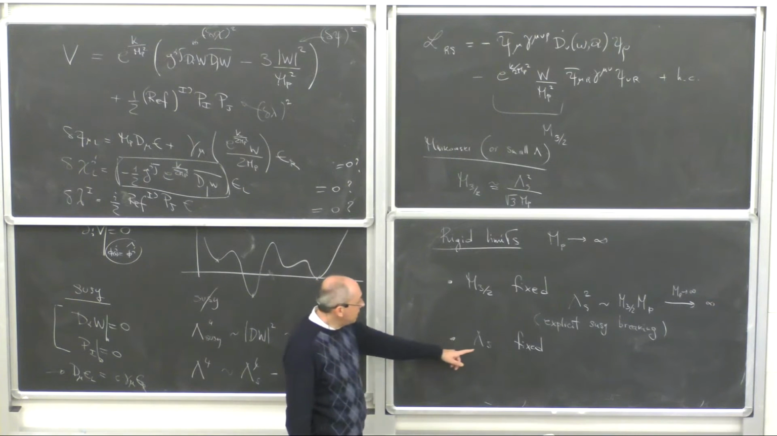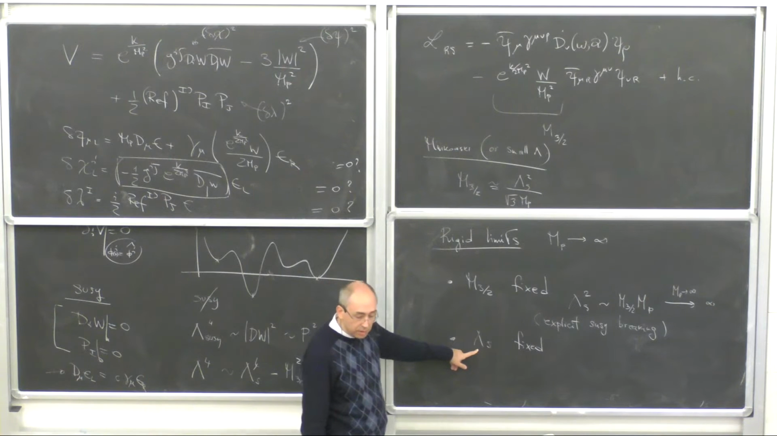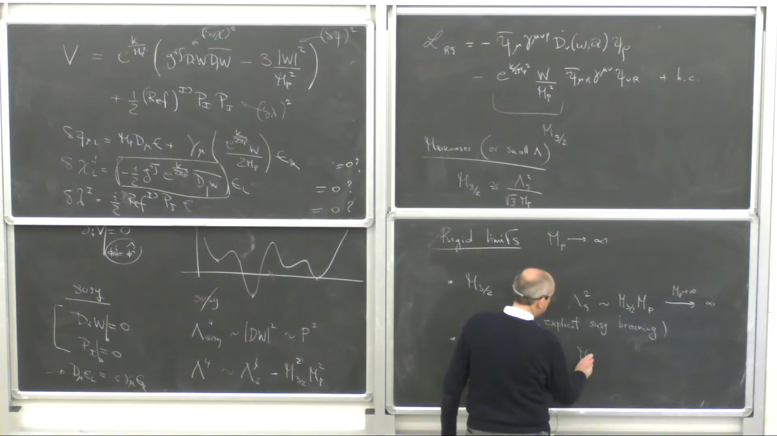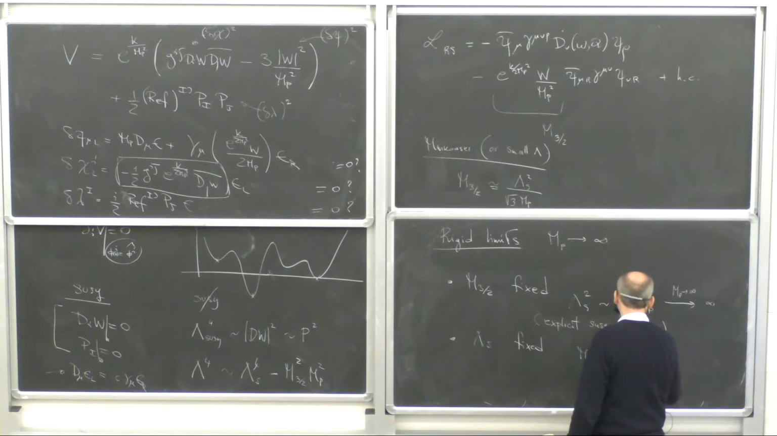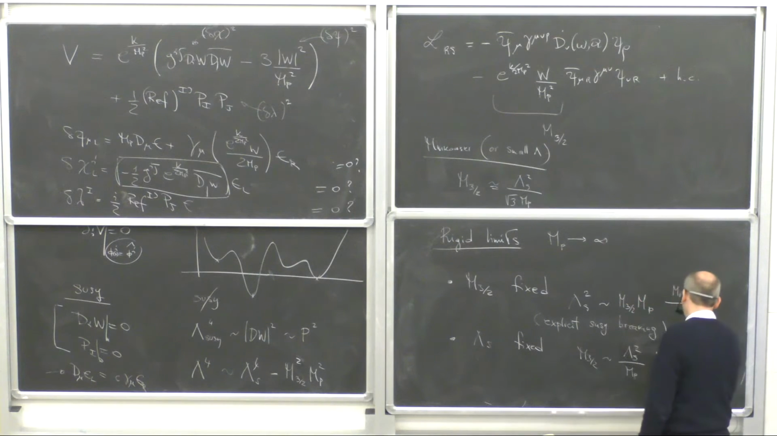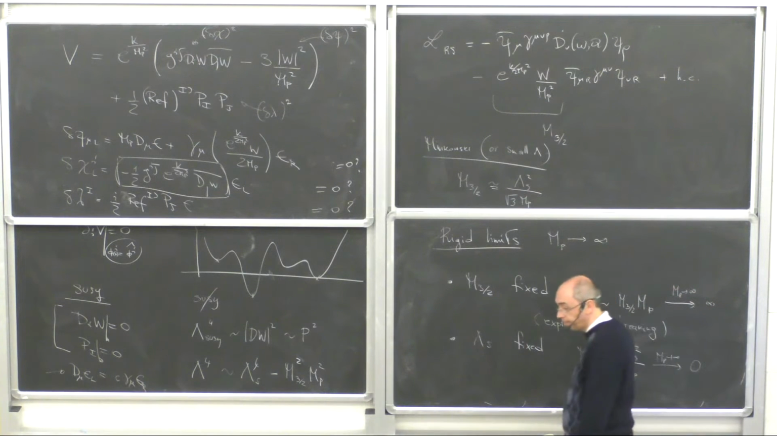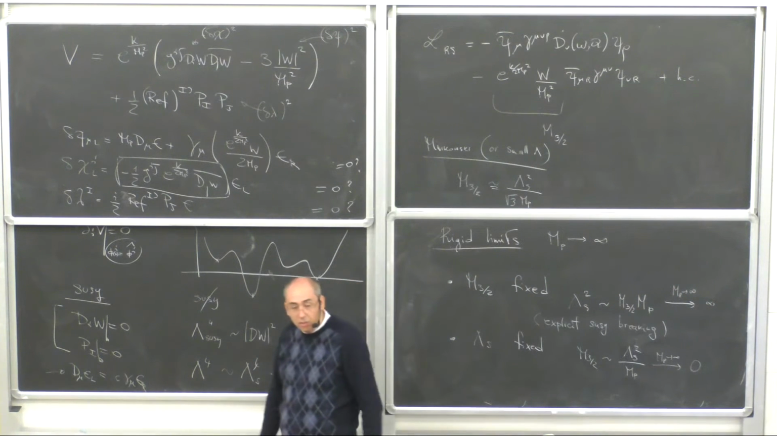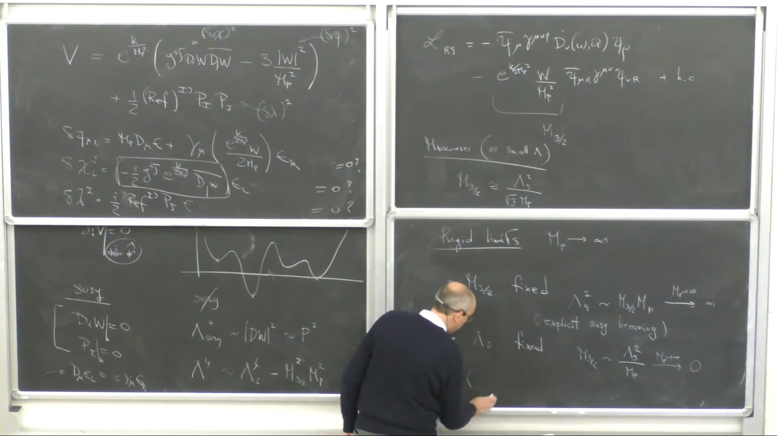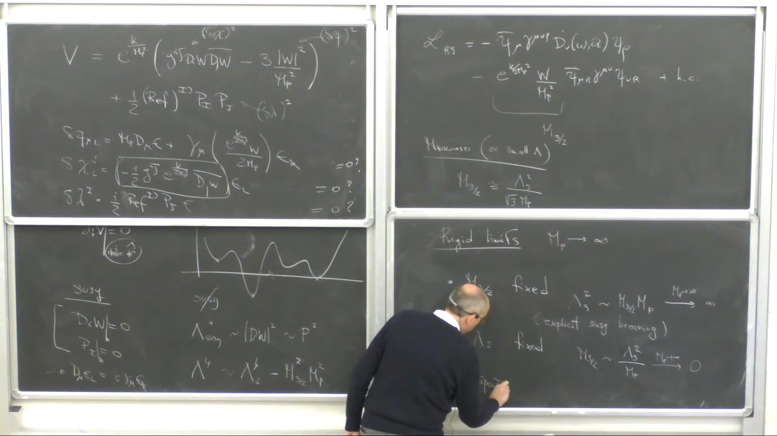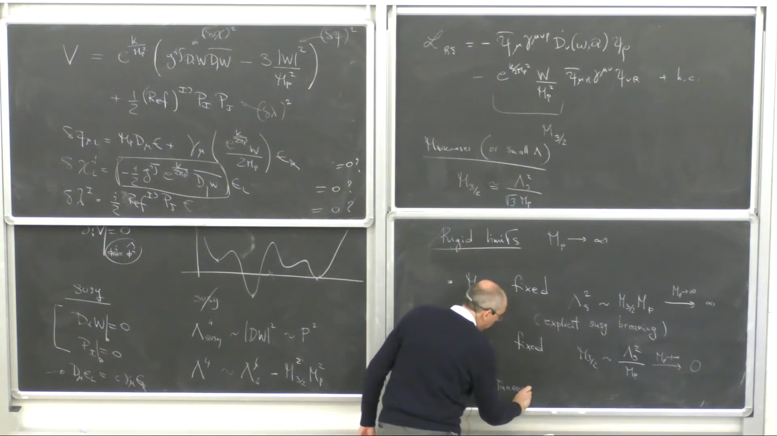If you keep instead Lambda SUSY fixed, so the scale of supersymmetry breaking fixed, then the mass of the gravitino, which is related, as I said, to the scale of supersymmetry breaking divided by the Planck mass, in the limit where the Planck mass goes to infinity, goes to 0. And in this case, you get a supersymmetric theory, and you get then spontaneous SUSY breaking.